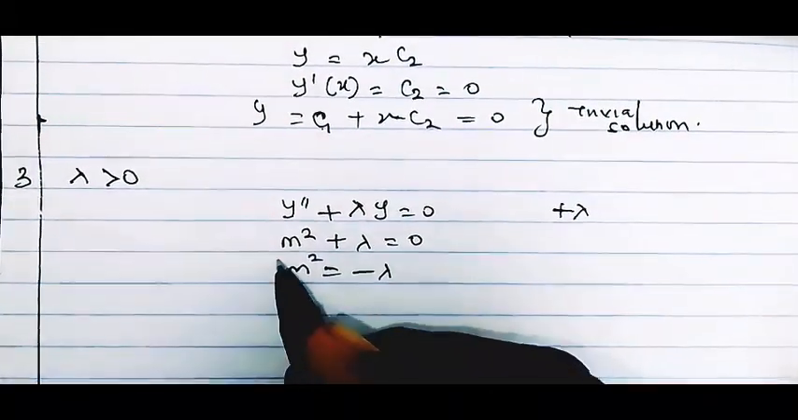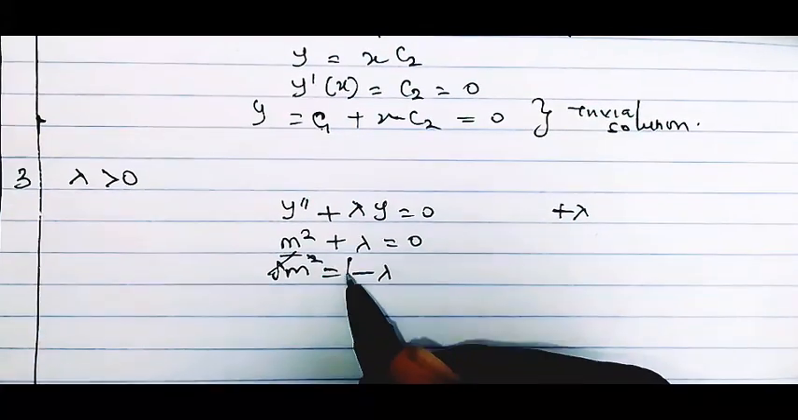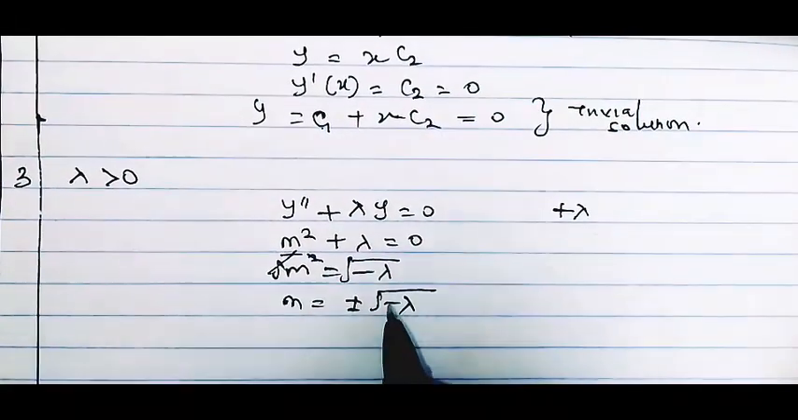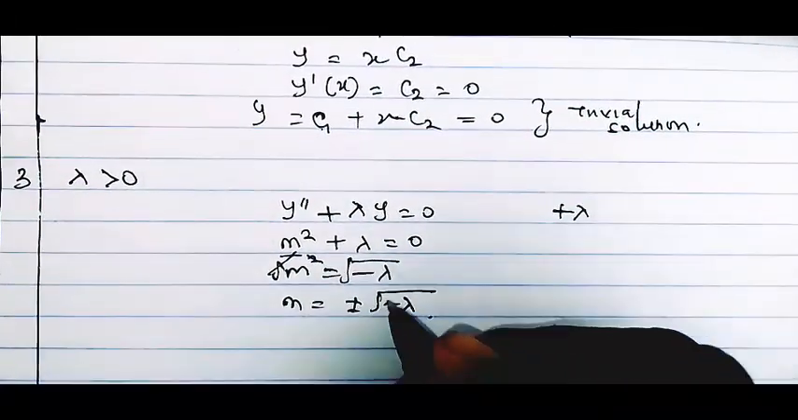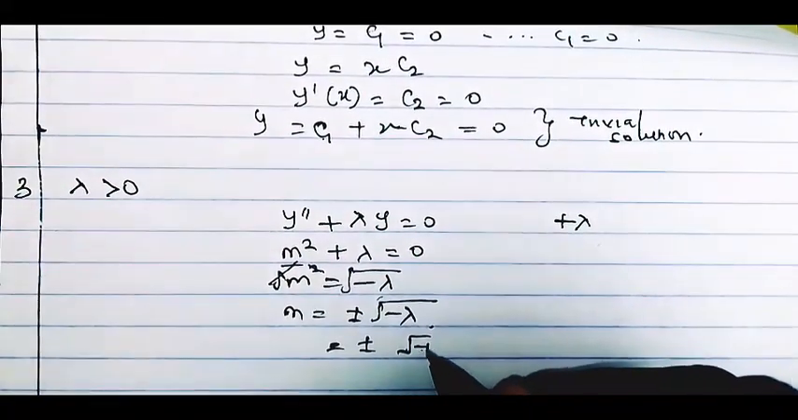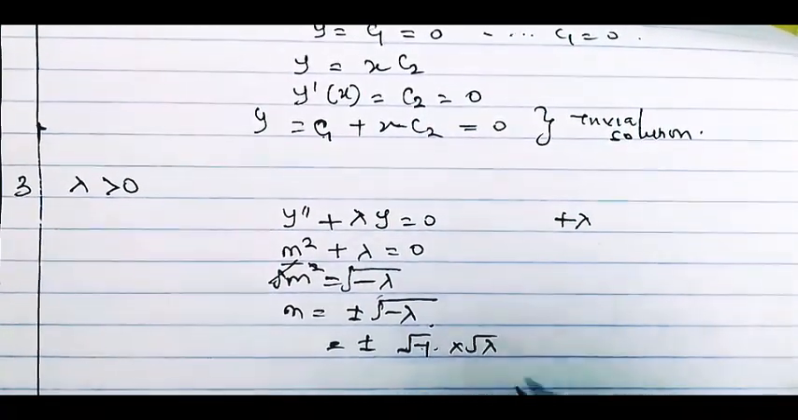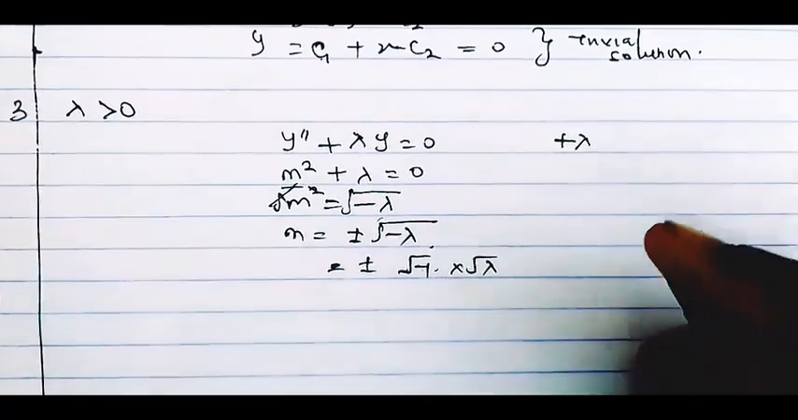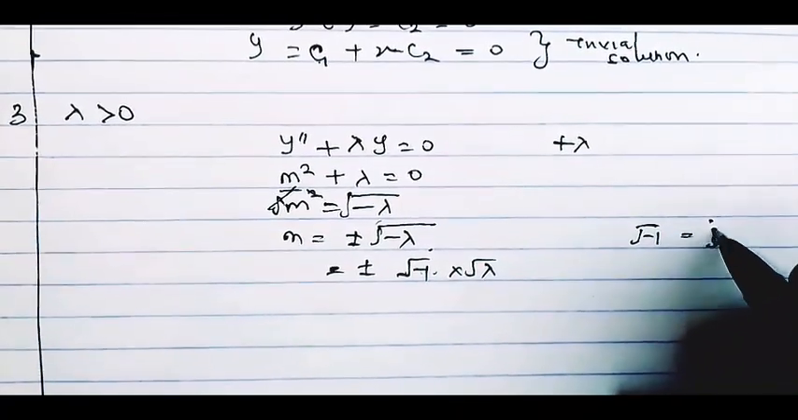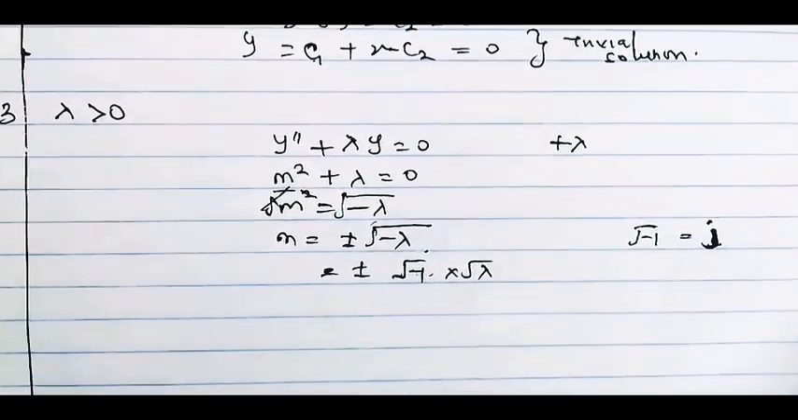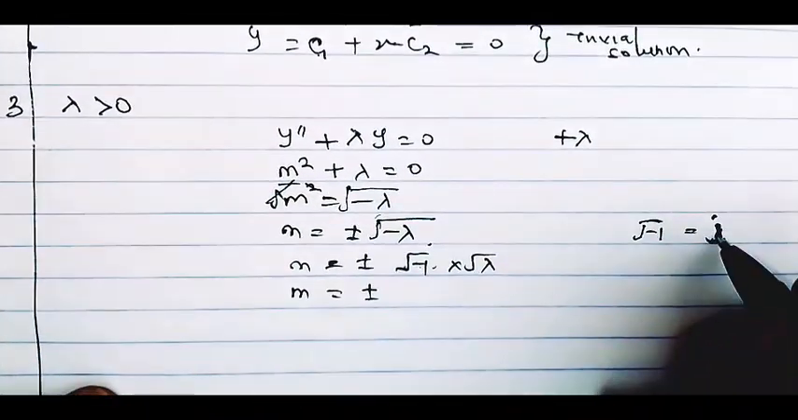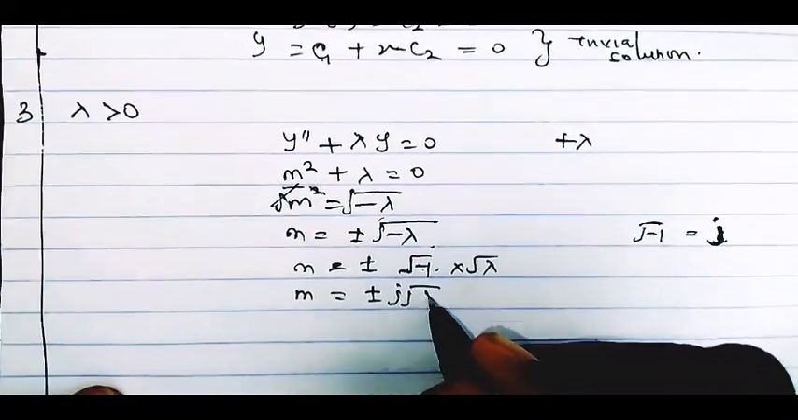So square rooting both sides, this is m equals plus or minus square root of minus lambda. So we can actually use complex numbers. Remember, this can also be expressed as plus or minus square root of minus 1 times square root of lambda. These are actually equal. Our complex number says the square root of minus 1 is represented by, let's just call it j. So my m is equal to plus or minus, bringing this here, j root lambda.